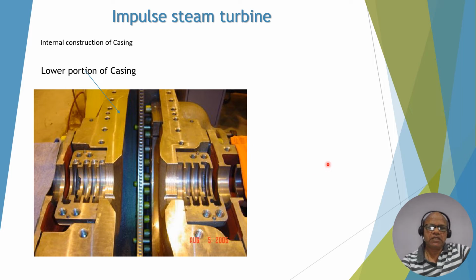Now next, this is the casing, the bottom view of the casing. You can see this is the lower portion. You can easily see the locations of bearings, rotor locations, and then we have nozzles, then reversing blades.